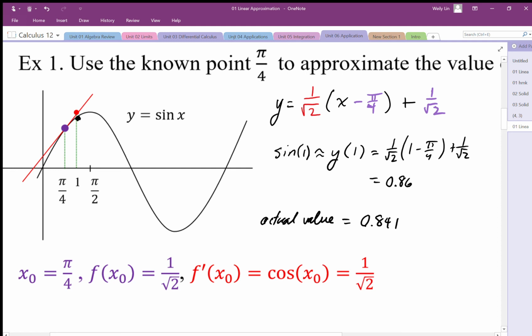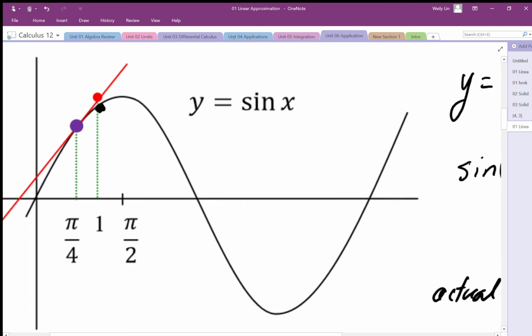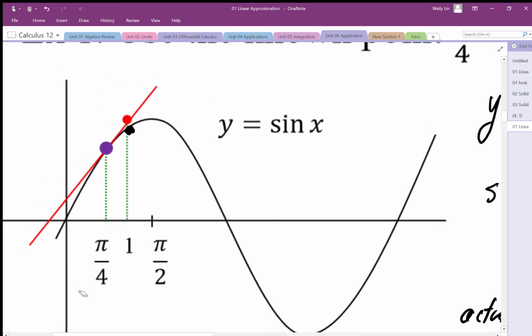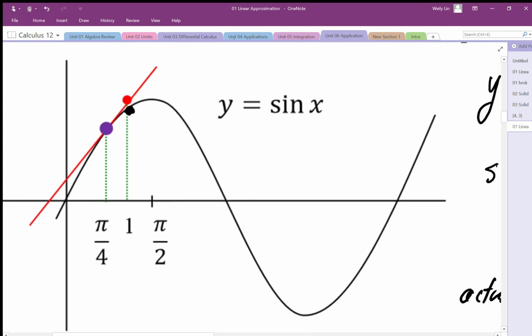And this is the main idea. We can use a straight line, a tangent line, to approximate values on a curve as long as it's close. And the idea is that as we zoom in, any curve is going to look more and more straight. And therefore the better that tangent line approximation becomes, the closer we are to the point of tangency.